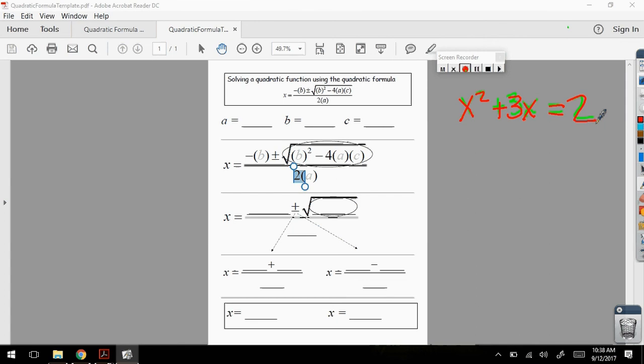A is going to be 1. All right, but first, what do you have to do first? Remember I told you that you've got to make it 0. You've got to make it minus 2. Good job. If it doesn't equal 0 before you start, you cannot do it. It isn't going to work. So it'd just be x squared plus 3x minus 2. X squared plus 3x equals -2.